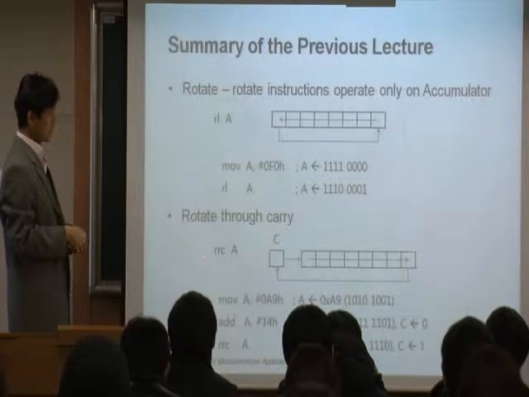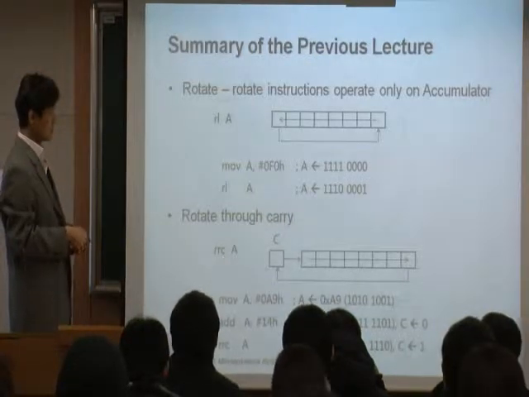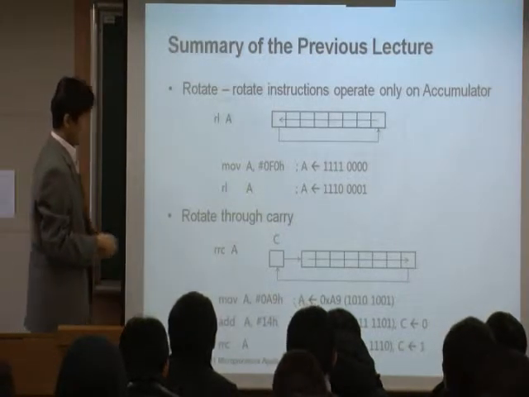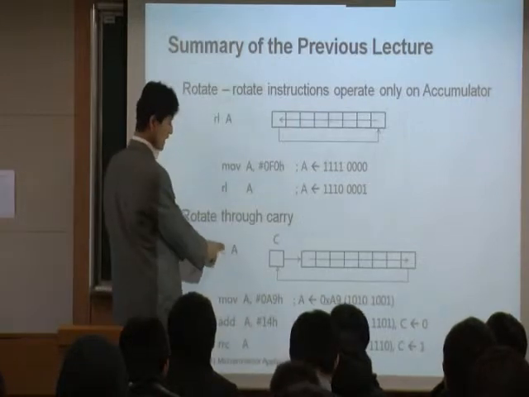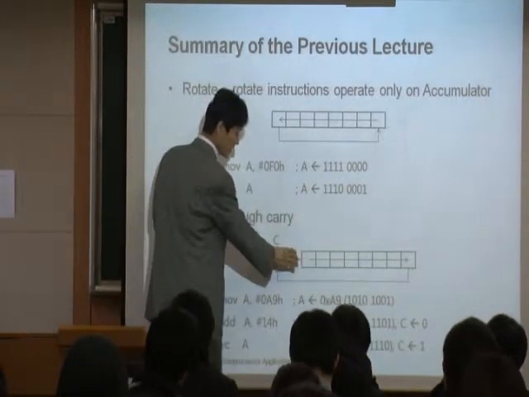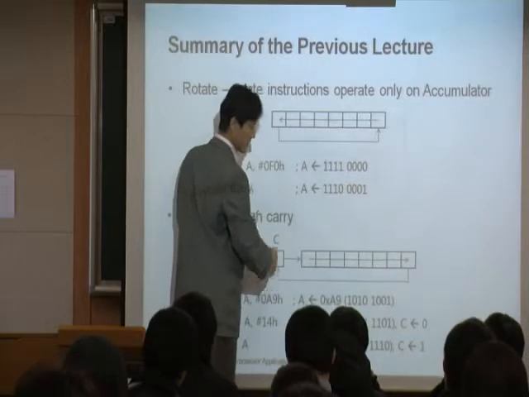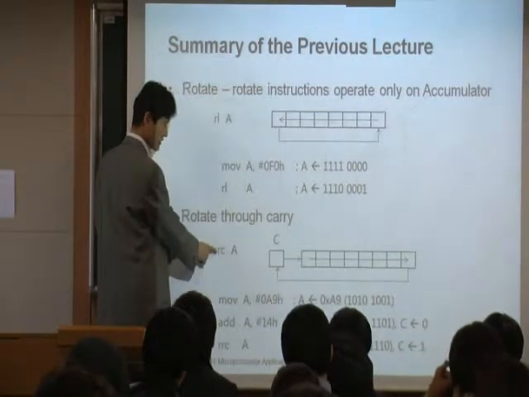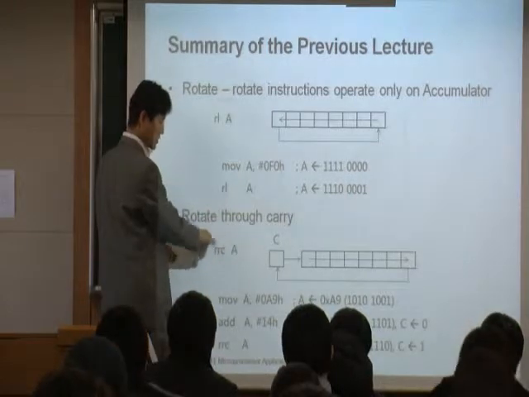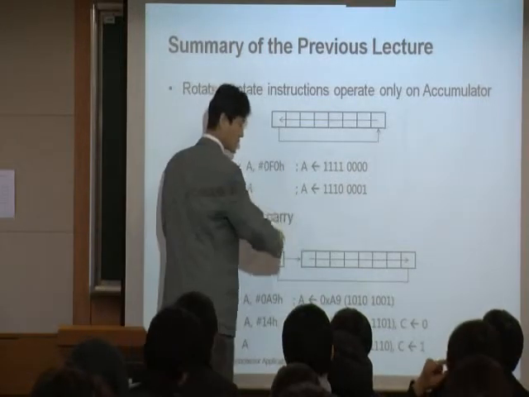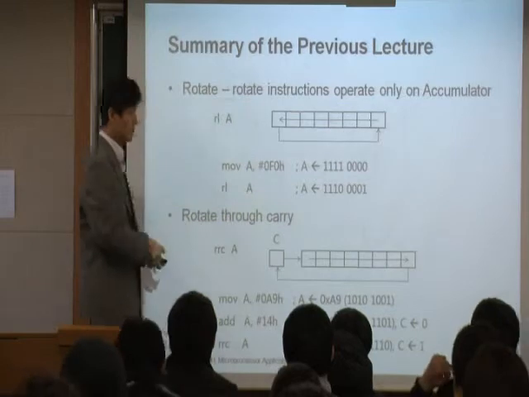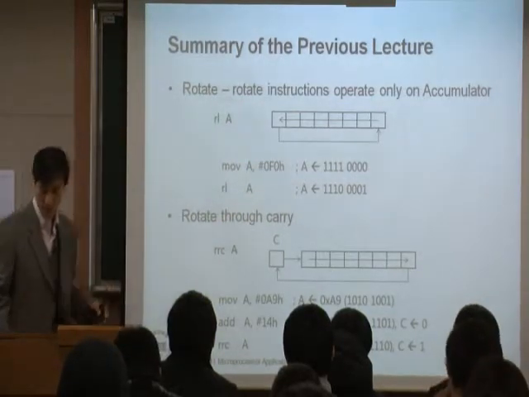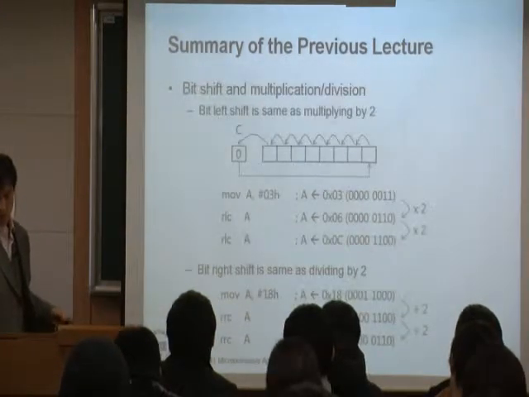If you want, then you can do rotate right with the carry. In that case, since we consider carry, you put the carry here and make 9 bits. And with the 9 bits, you are doing rotation in a certain direction. In this case, it's toward the right. So with 9 bits, you're doing rotation like this. Okay, so that's what's happening.